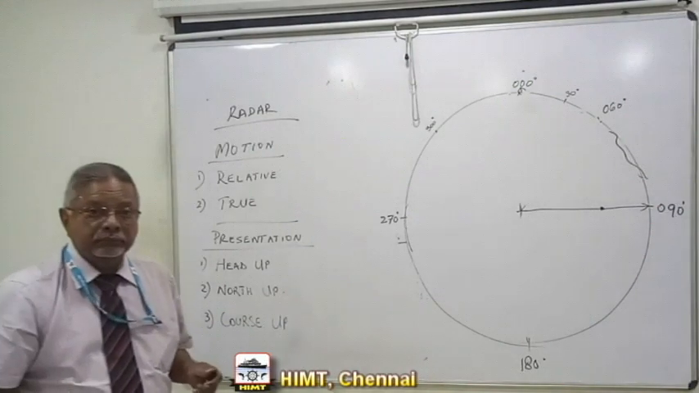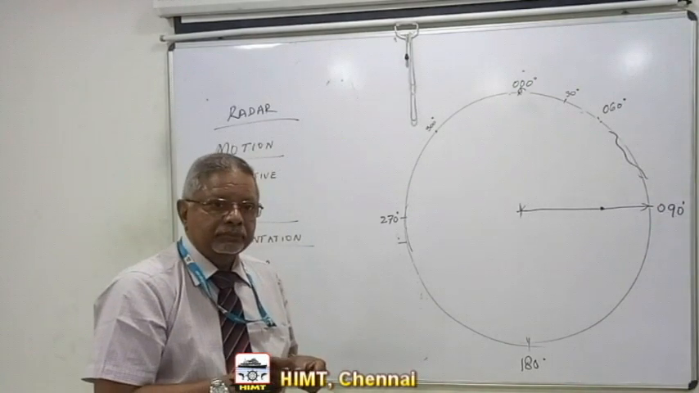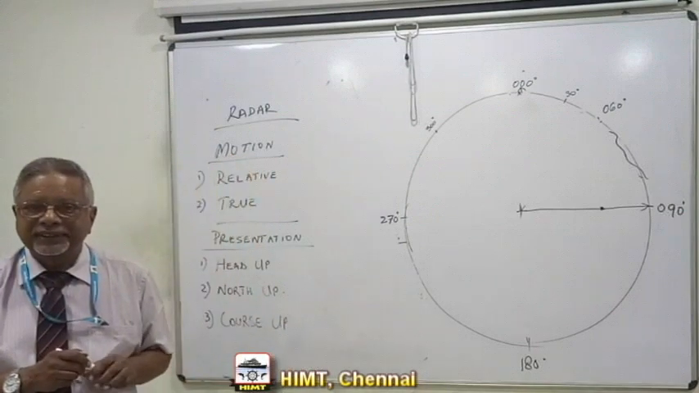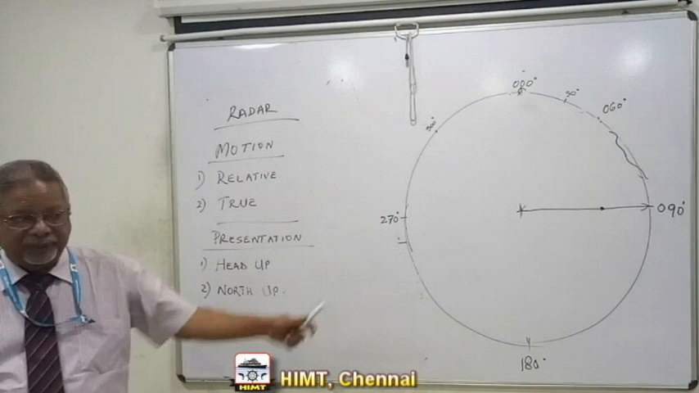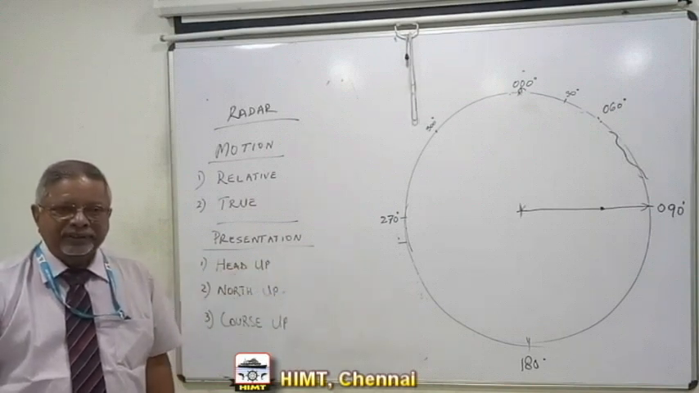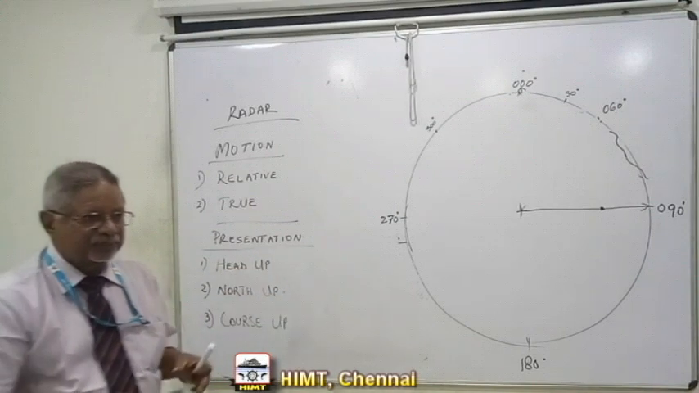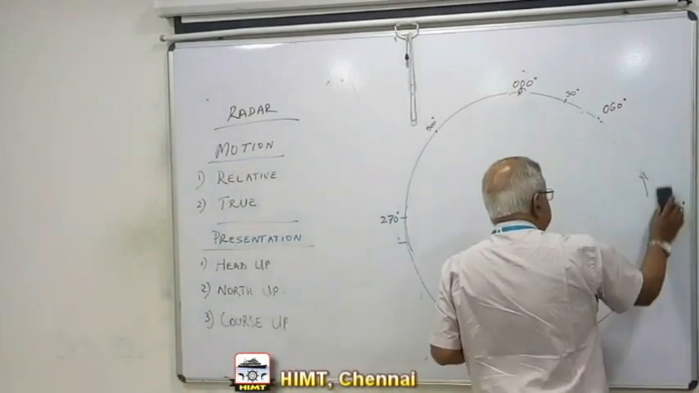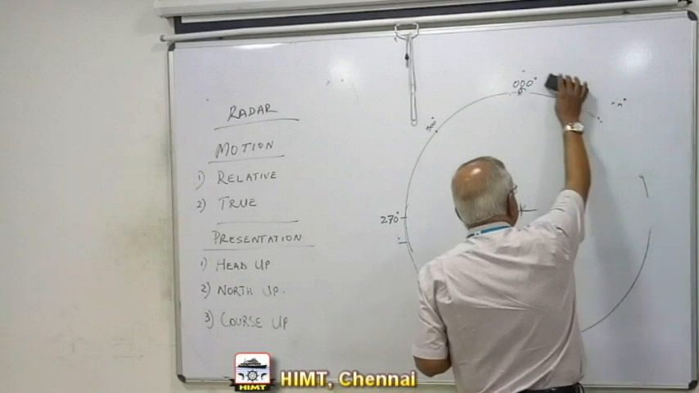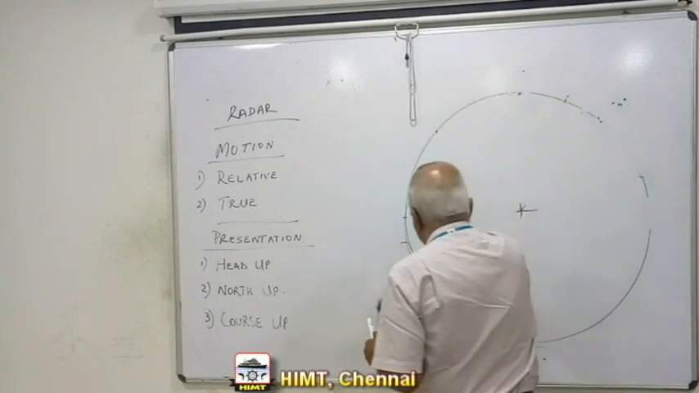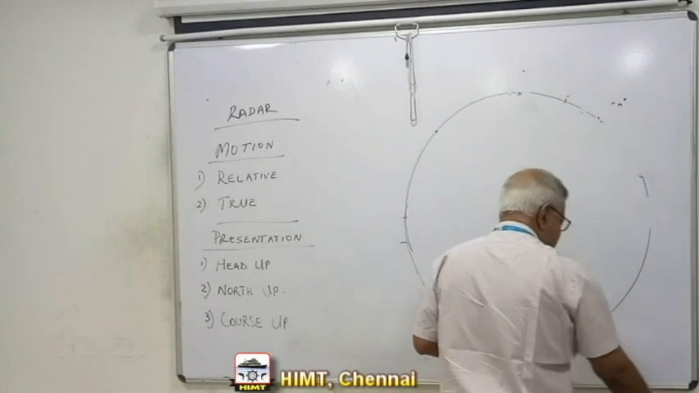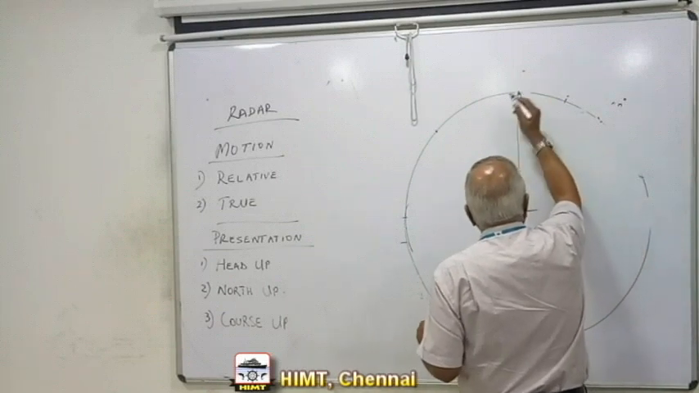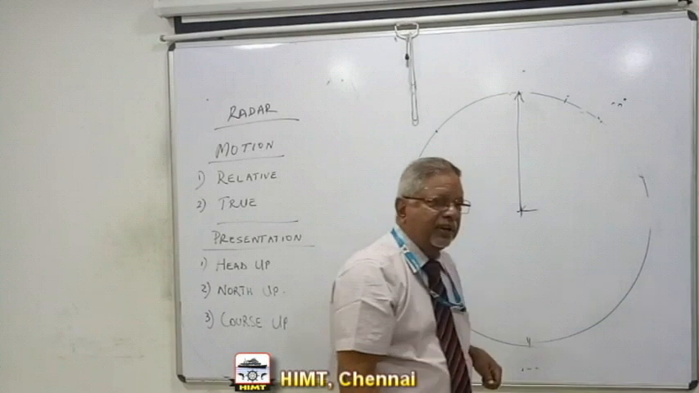The course we are steering will be up. Where will the heading marker point? So I am steering 090. It will be right, but the course will be 090. Okay. So as far as course-up presentation is concerned, your heading marker will always point in the 000 direction. What will change?